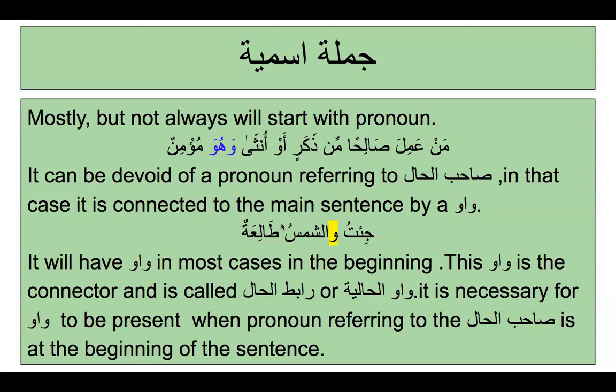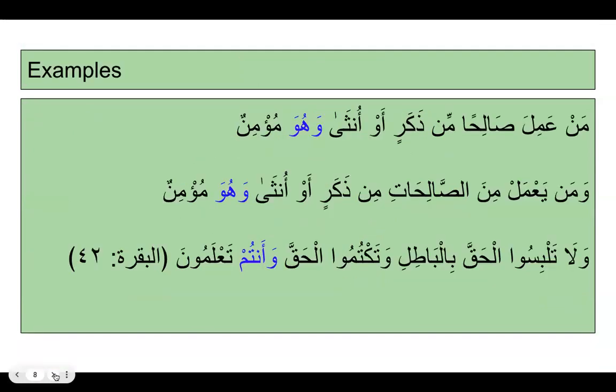Fi mahalli nasbin, because it is the jumla haliya. Now comes: وَلَا تَلْبِسُوا الْحَقَّ بِالْبَاطِلِ وَتَكْتُمُوا الْحَقَّ وَأَنْتُمْ تَعْلَمُونَ. Do not mix the truth with the falsehood, and do not hide the truth while you all know. Why did I say "while you all know"?